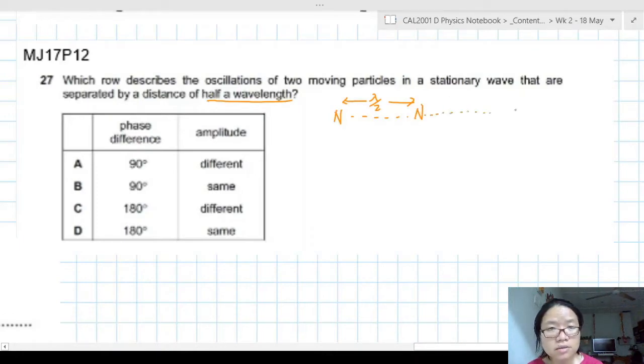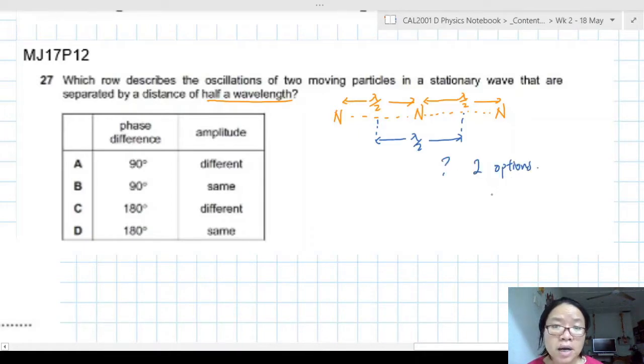No, there's no such thing that it must be between 2 ends, because if you think about it, lambda over 2 can be any point. Let's say I take antinode to antinode, also lambda over 2. I take any point in between here, also lambda over 2. But the phase difference only has 2 options.